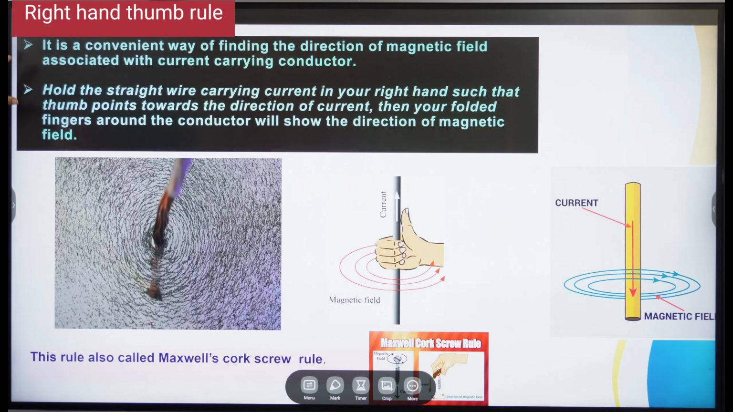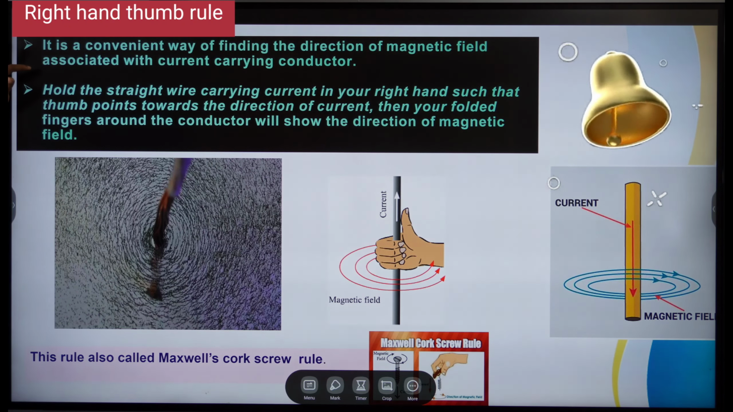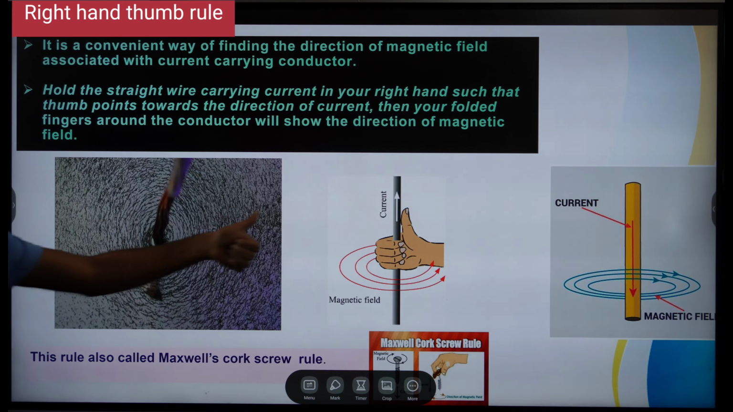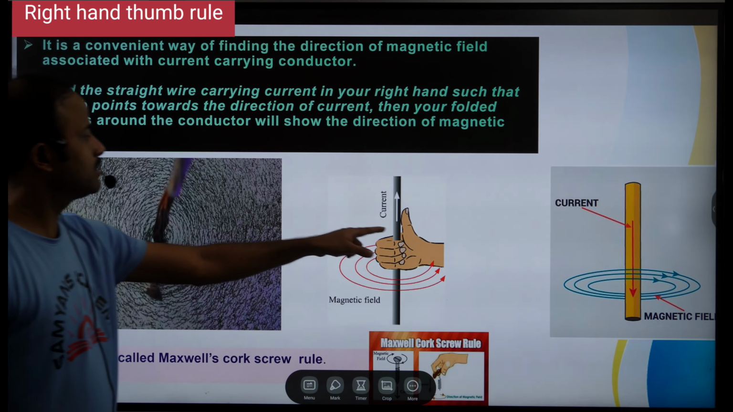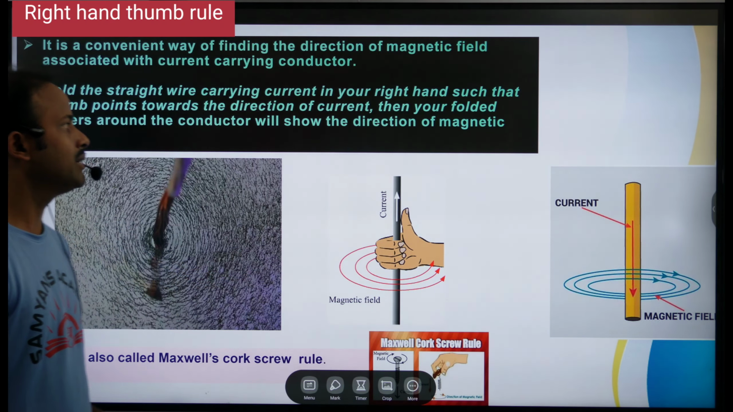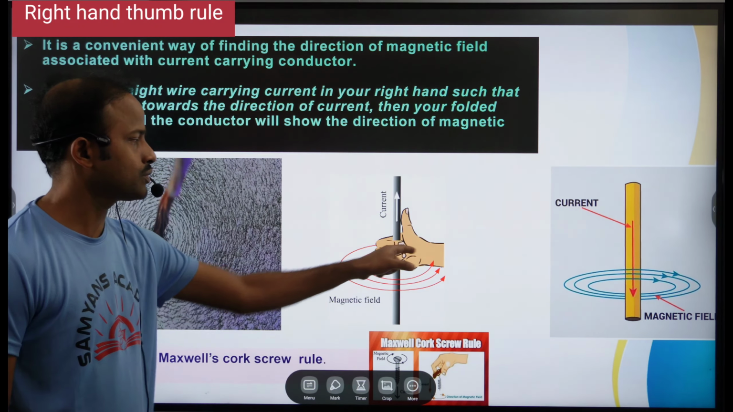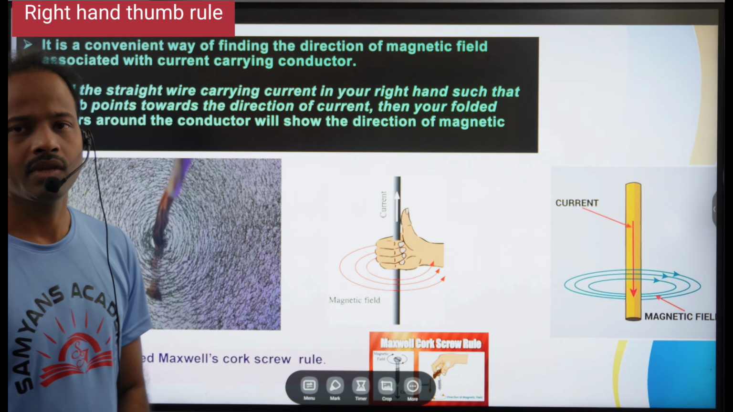Then how do you define this? It is a convenient way of finding the direction of magnetic field associated with a current carrying conductor. Hold the straight wire carrying current in your right hand such that the thumb points towards the direction of current. Then your folded fingers around the conductor like this will show the direction of magnetic field. The curling fingers show the direction of magnetic field. The thumb shows the direction of the current. Is it clear, everyone?